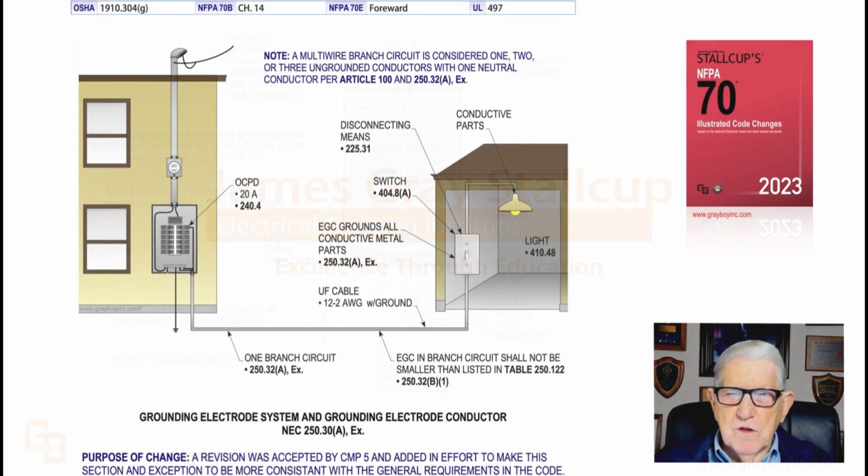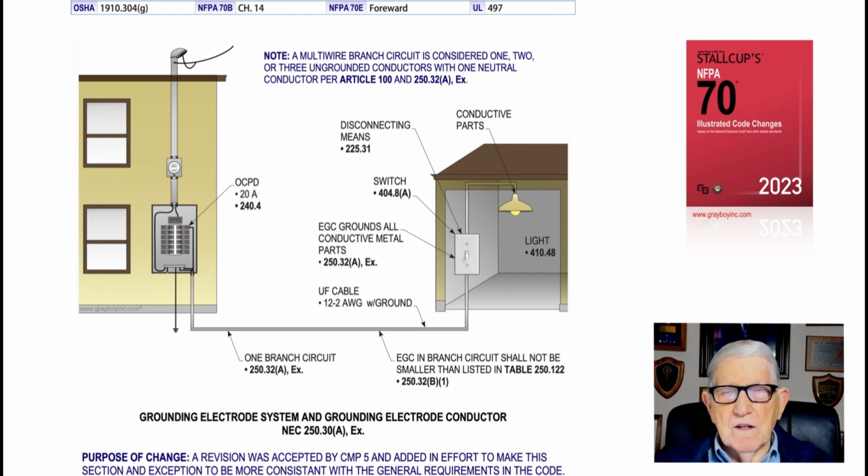Now this illustration deals with grounding electrode system and grounding electrode conductor. And it's just a revision to clarify that there's maybe more than one section you need to review to get this rule down pat. Now notice the note explains everything.